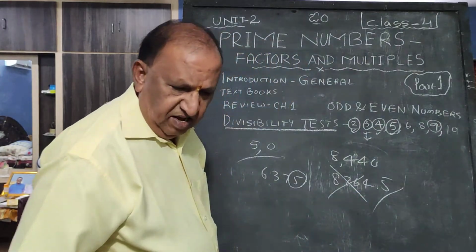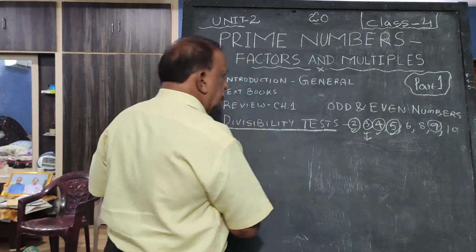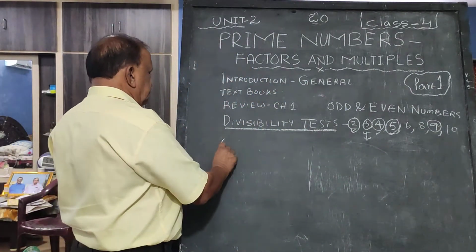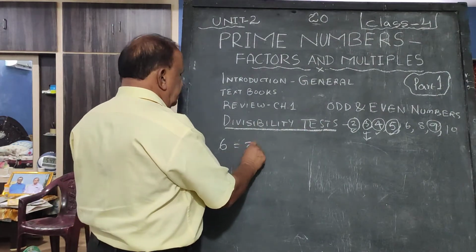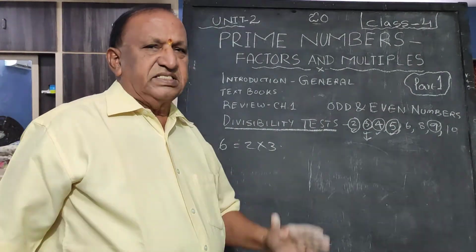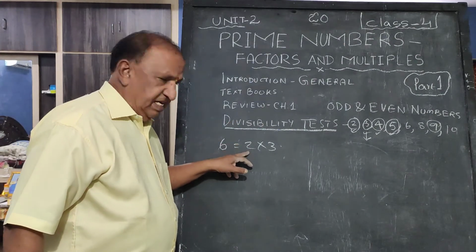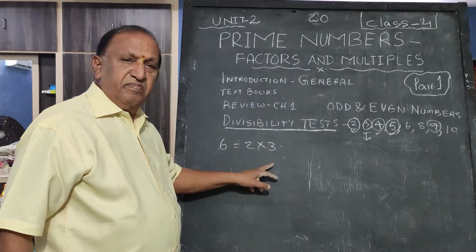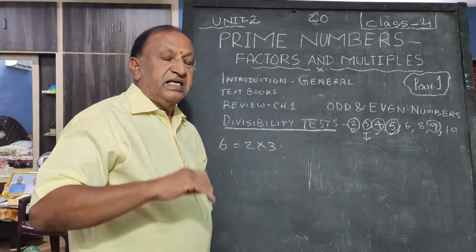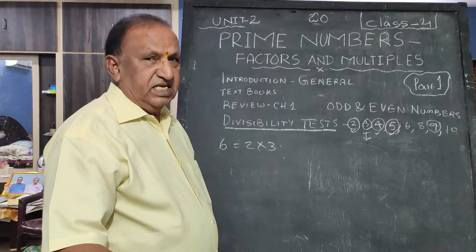Then the easy one, I will tell you, 6. The factors of 6 are 2 and 3. So a number is divisible by 6 if it is divisible by 2 and also divisible by 3. It has to satisfy 2 tests: one is the divisibility test for 2, another is the divisibility test for 3.